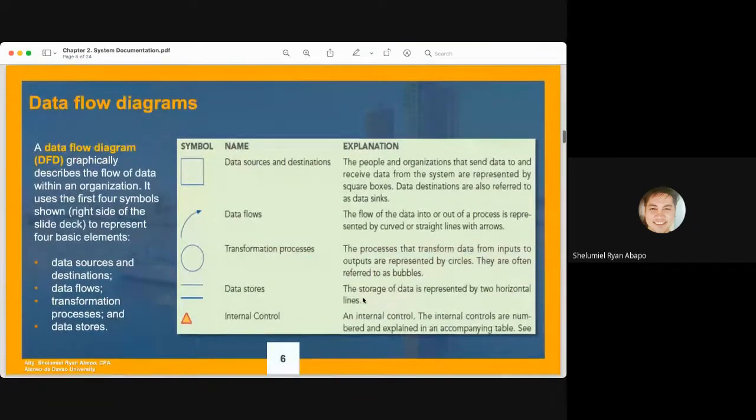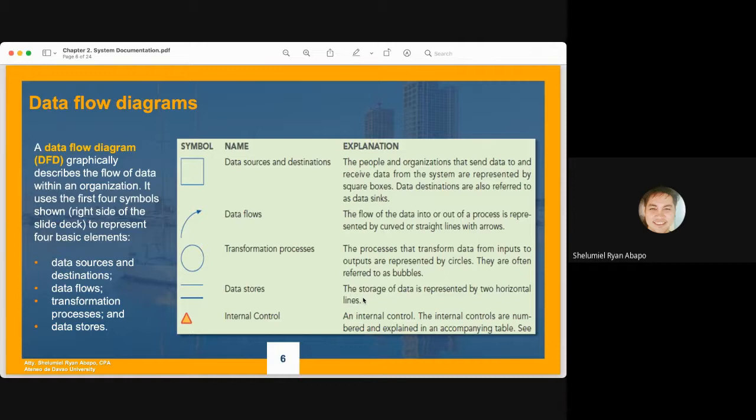A data flow diagram is a graphical representation that includes the description of the flow of data within an organization. The most common symbols used in a data flow diagram are shown in the table in this particular slide deck. We have data sources and destinations. We have data flows, transformation processes, and data stores. So basically, they are self-explanatory.